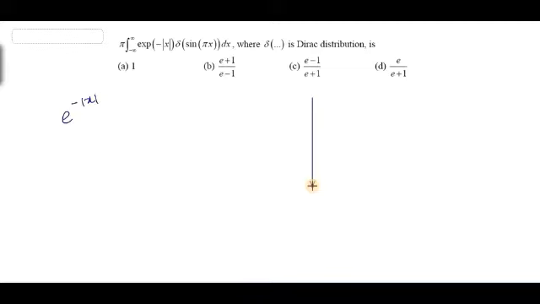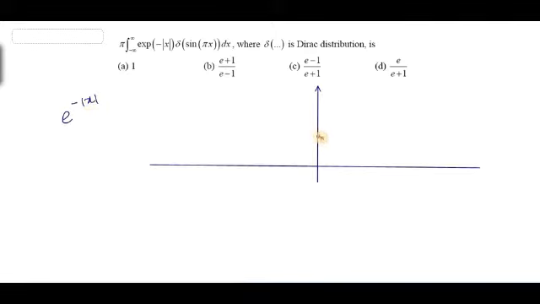This is my y-axis and this is my x-axis. So if I plot this e power minus mod x, the function will look like this. It will approach infinite. The value will approach 0 at plus infinite, and similarly here also it will decay. So it will approach 0 at minus infinite.